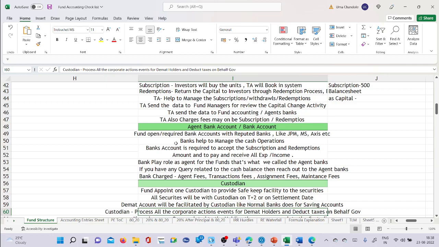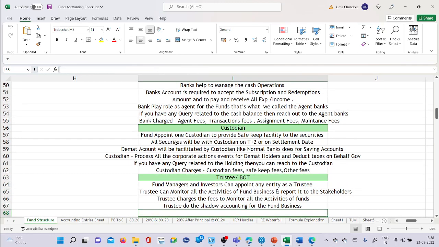I cannot say that. But when you go to other departments, custodian is required. When you purchase something, there should already be someone who can take the custody of your securities.